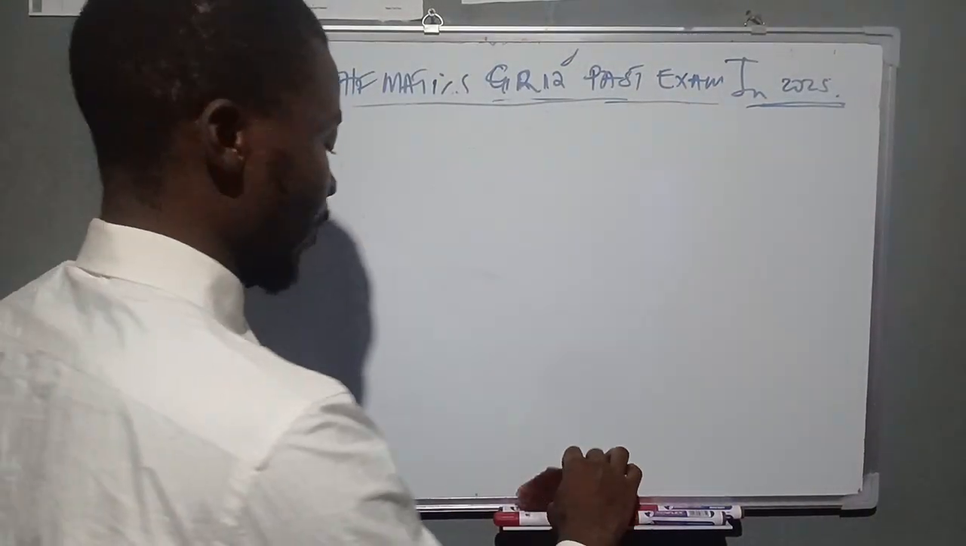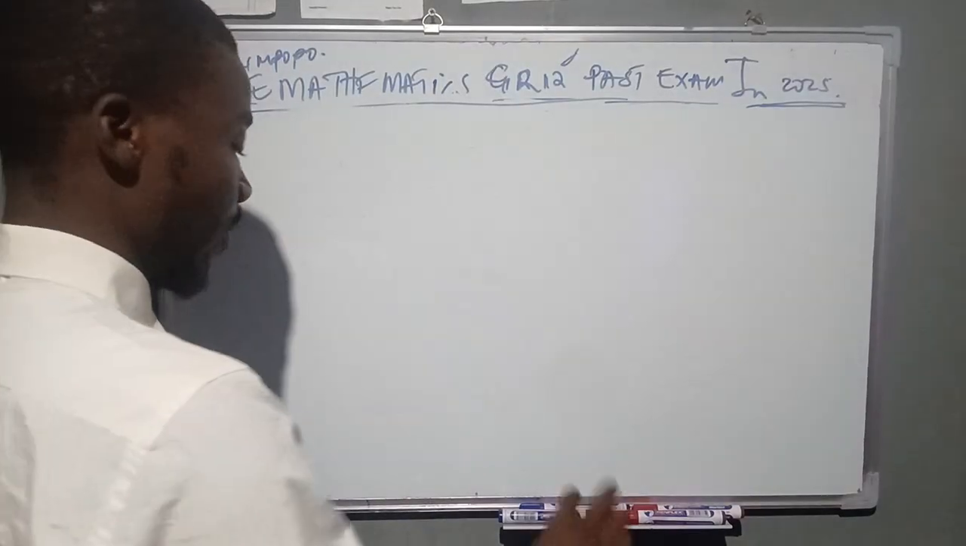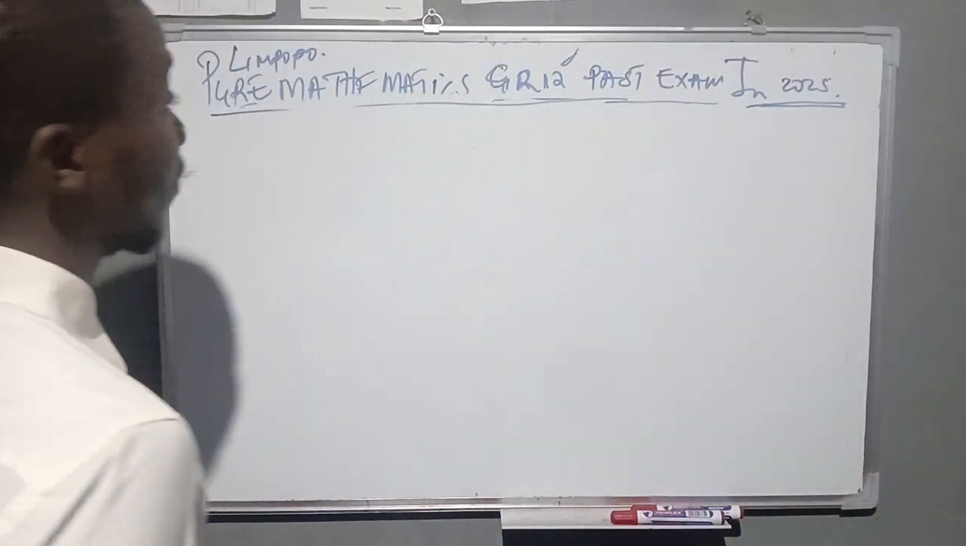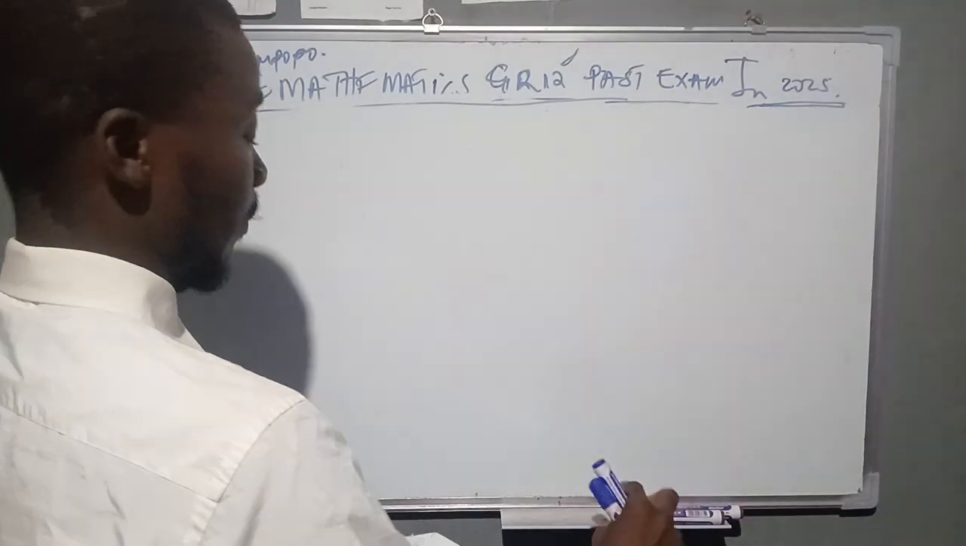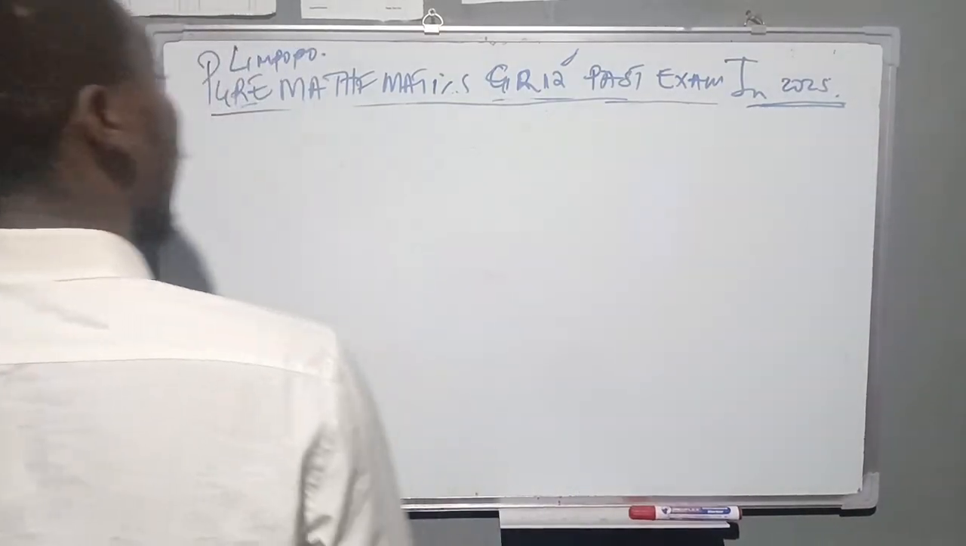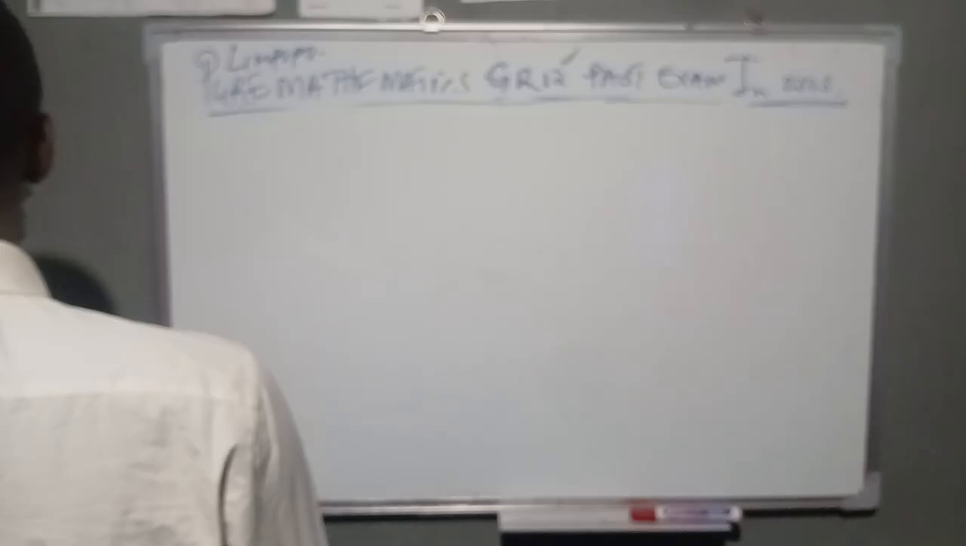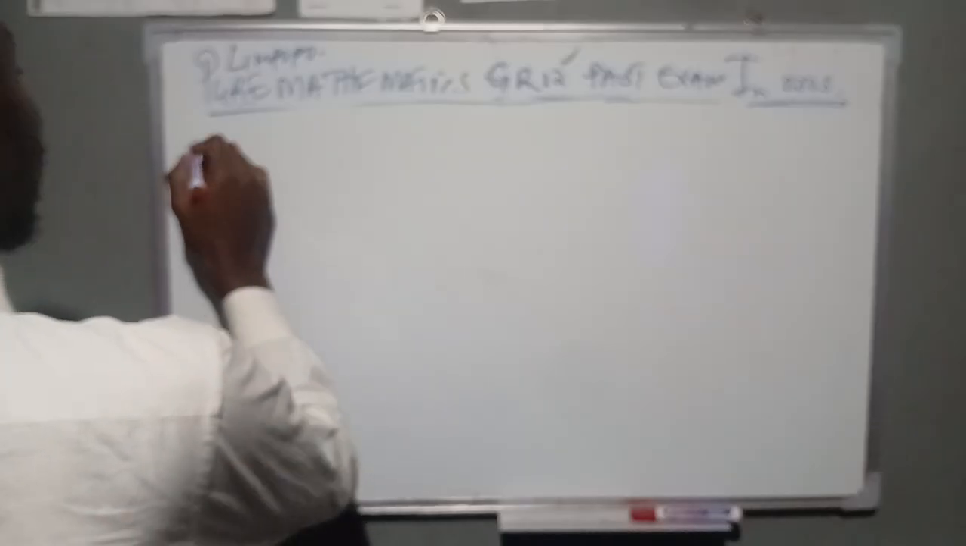So we are still on the June 2025 past exam paper from Limpopo, grade 12 pure mathematics. So we were on question 6.1.